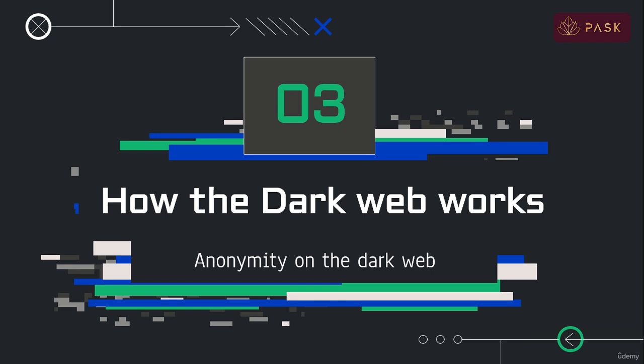As we have already mentioned, the dark web is built on the technology called Tor, which allows users to browse anonymously by encrypting their requests and passing them through a series of relays.